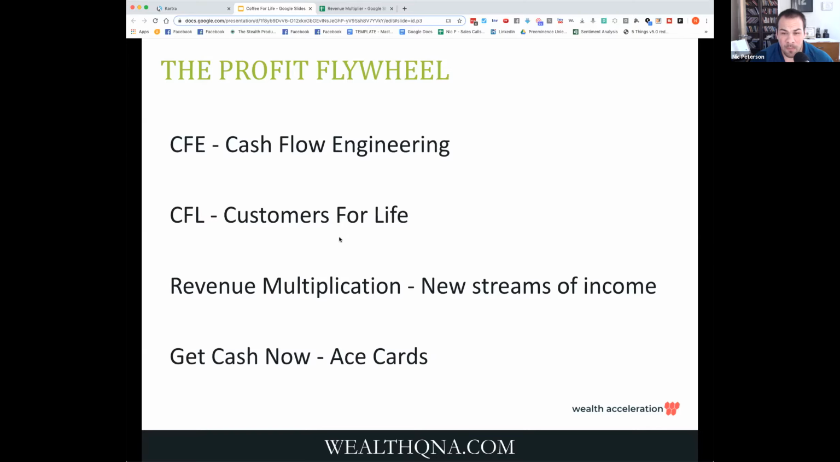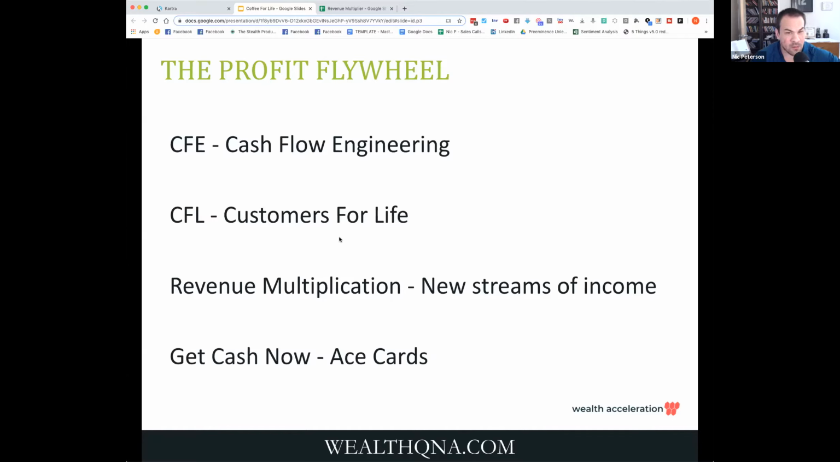This is how we increase the revenue for a particular offer. So you want your revenue to be as high as possible for a particular offer. We go customers for life, and then we cash flow engineer to make it as profitable as possible. Right? So we got high revenue, want to make sure we're engineering cash flows so that revenue is going into your pocket or funding your priorities.